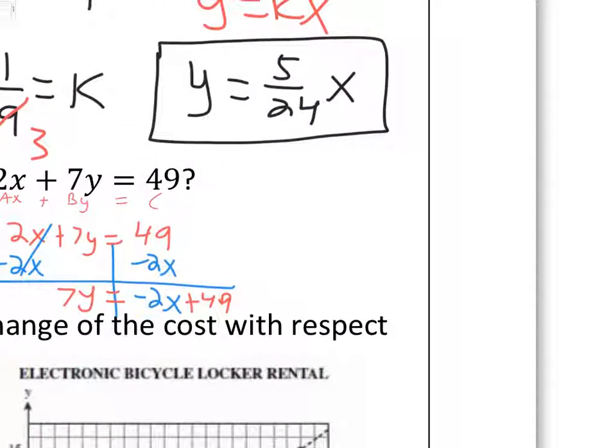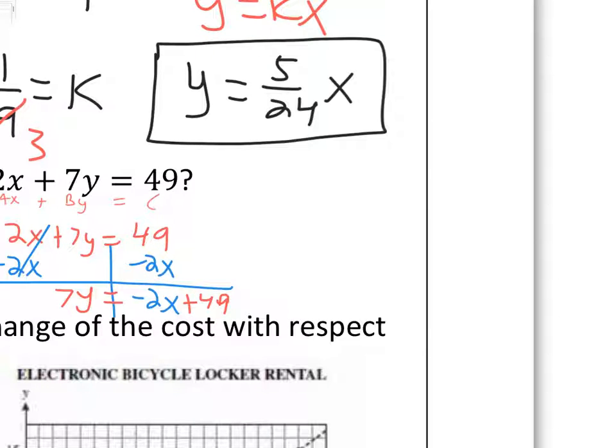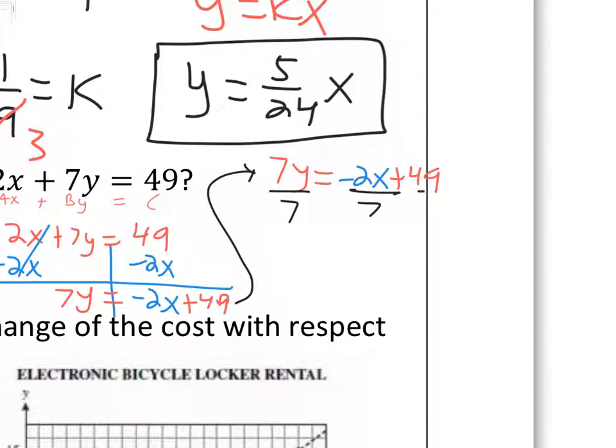All right, and then the last step is to divide by your 7. So let me rewrite this up here. We got 7y is equal to negative 2x plus 49. All right, and then to get into y equals mx plus b, last step is to divide by 7. And let's go ahead and do it on all the terms here. So that's going to give you y is equal to, negative 2 over 7 doesn't reduce, so you got negative 2 over 7x, and this is going to be plus 7.